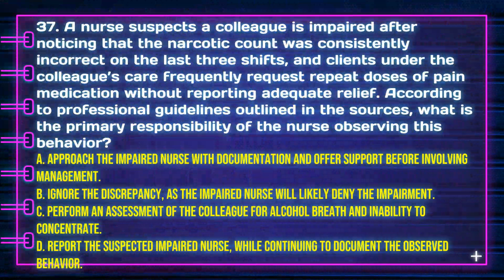37. A nurse suspects a colleague is impaired after noticing that the narcotic count was inconsistently incorrect on the last three shifts. The clients under the colleague's care frequently request repeat doses of pain medication without reporting adequate relief. According to professional guidelines outlined by the source, what is the primary responsibility of the nurse observing this behavior? A. Approach the impaired nurse with documentation and offer support before involving management. B. Ignore the discrepancy, as the impaired nurse will likely deny the impairment. C. Perform an assessment of the colleague for alcohol breath and inability to concentrate. D. Report a suspected impaired nurse while continuing to document the observed behavior.